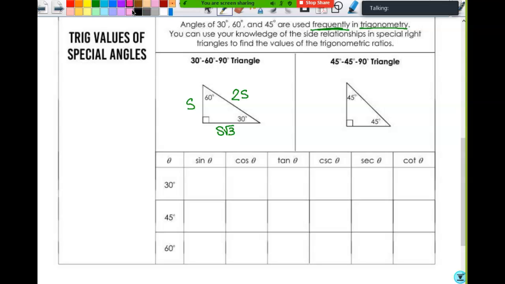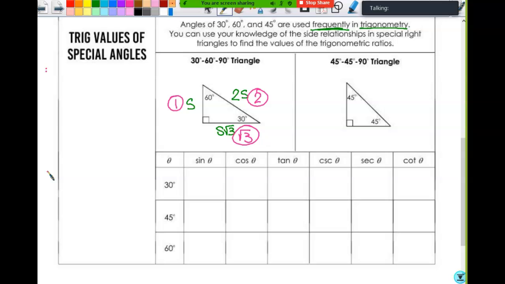So if I said, all right, I'm going to let the short leg, this value, be 1. So if the short leg is 1, the hypotenuse is 2 times 1, so it's 2. The long leg is 1 times the square root of 3, so it's the square root of 3. And so that's what it looks like in a ratio relationship.